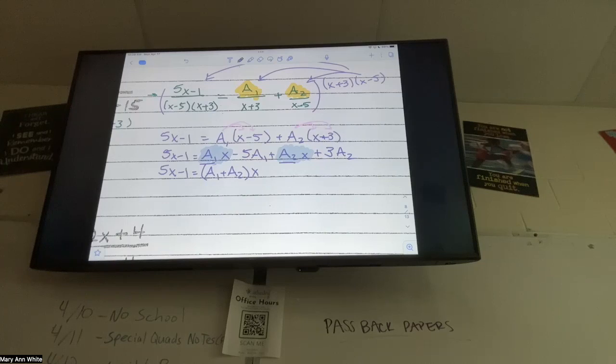And actually for my constants, my numbers without x's, -5a1 plus 3a2, we're just gonna leave those next to each other like that. So we're gonna just say -5a1 plus 3a2. Now they are both constants though, so they're gonna be treated together. And then the variables both came with x, so they're gonna be treated together.